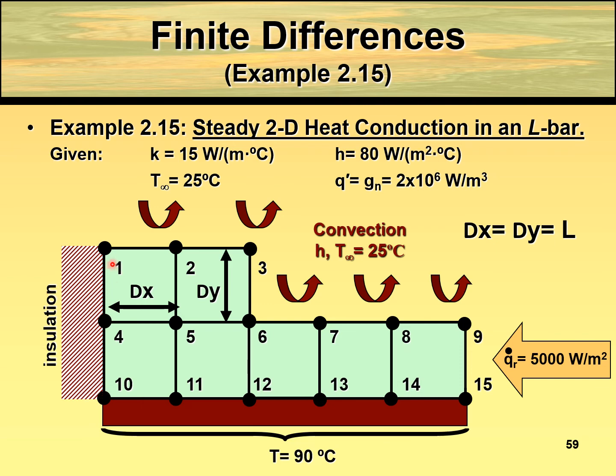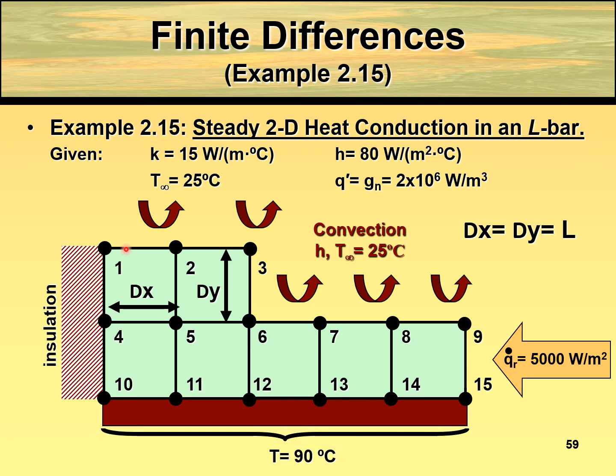I'm sorry, node 1 and 4 are on the insulation. 4 only is on the insulation. 1, 2 and 3 are exposed to convection. So convection is given here. 1, 2, 3, 6, 7, 8 up to 8 are exposed to convection. Node number 9 is exposed to heat flux. For node number 10 to node number 15, the temperature is given as 90.